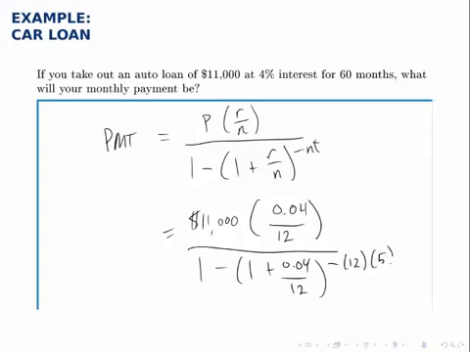Notice that t is 5 because we're doing this for 60 months, which corresponds to 5 years. t is still measured in years, even though car loans tend to be stated in terms of months. Again, in principle, this problem is straightforward, but the complication comes in typing this into the calculator. So let's practice doing that.